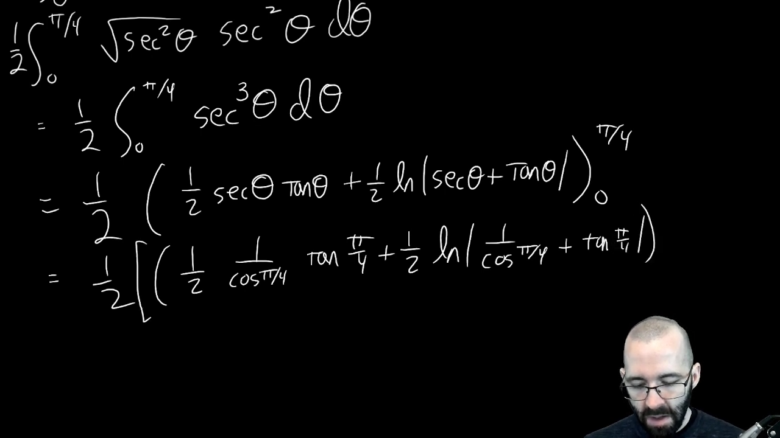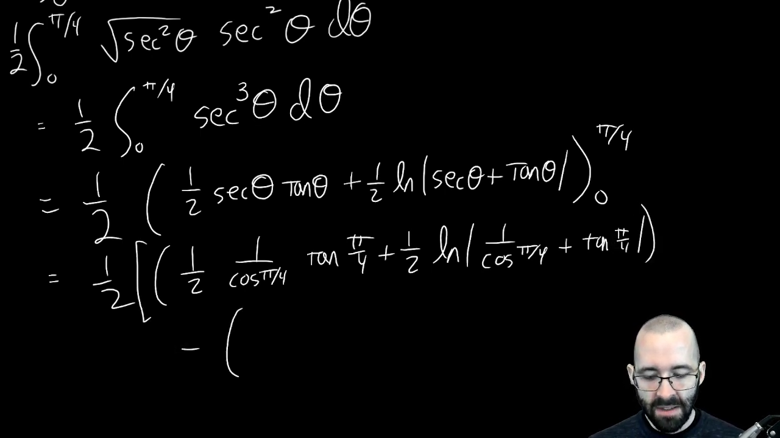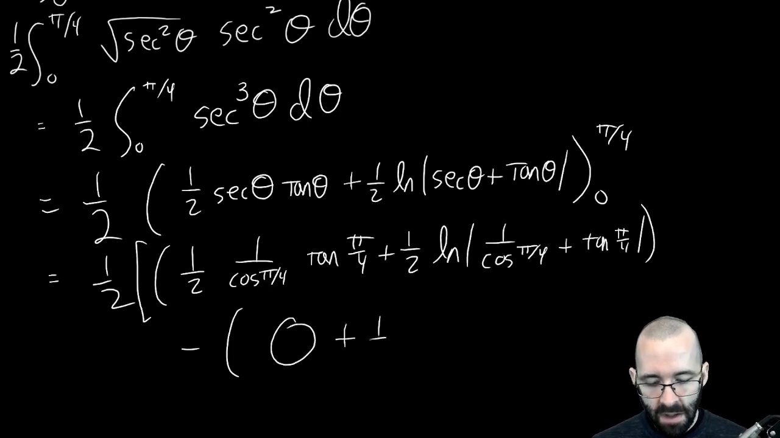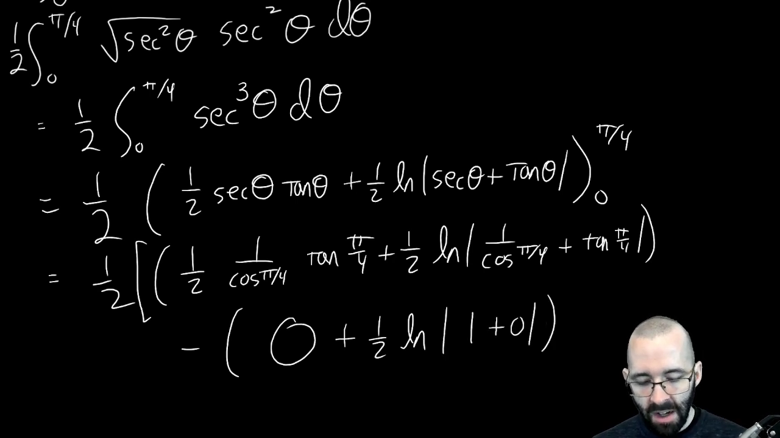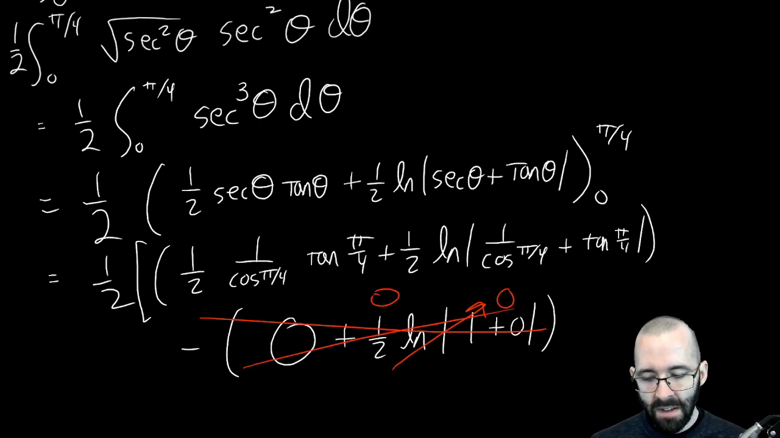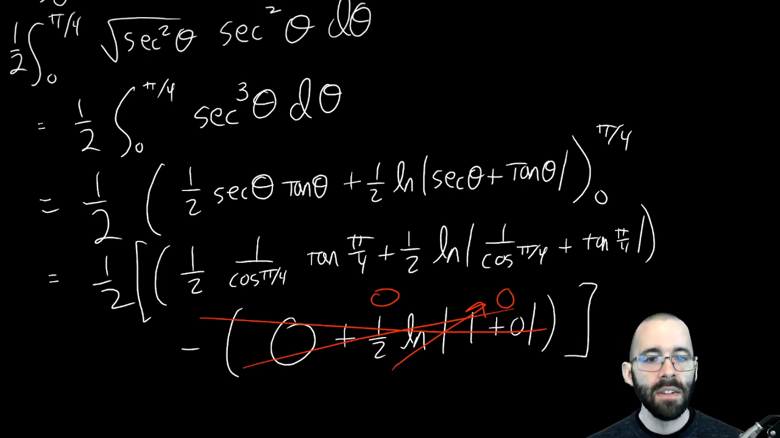And then we subtract, we plug in 0. Secant of 0 is 1, tangent of 0 is 0. The natural log of 1 is equal to 0. So this whole thing is 0.